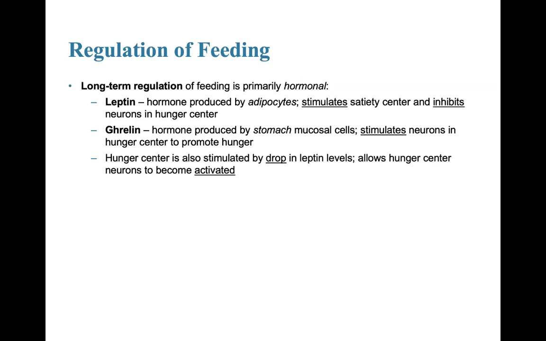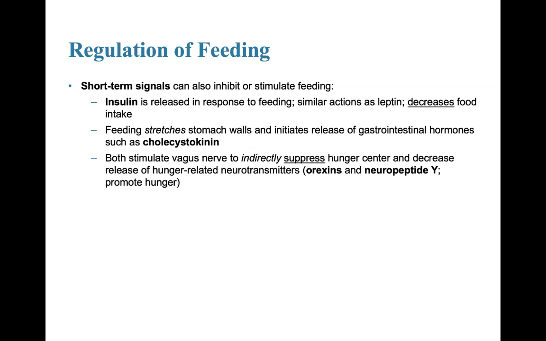On a more long-term note, here we have two hormones. Leptin, which is produced by adipocytes, stimulates the satiety center and inhibits neurons in the hunger center. Ghrelin is a hormone produced by the mucosal cells of the stomach and stimulates neurons in the hunger center to promote hunger. The hunger center is also stimulated by a drop in leptin levels, which allows the hunger center neurons to become activated.